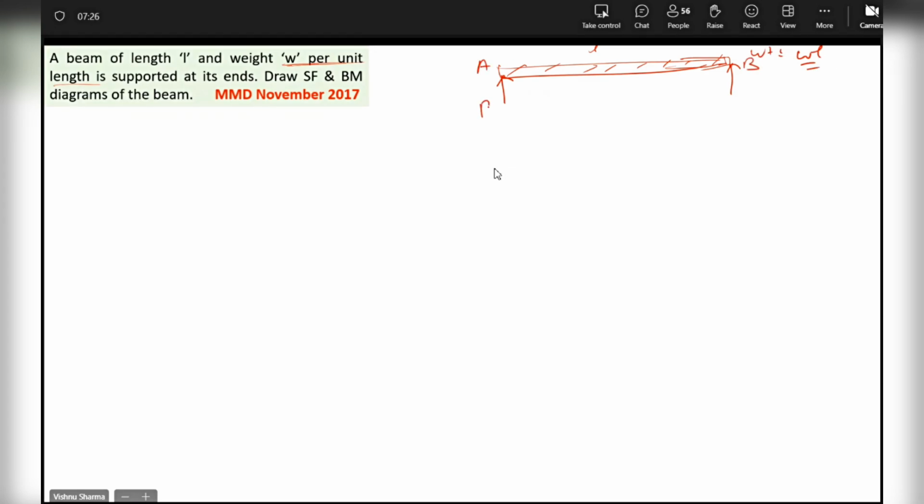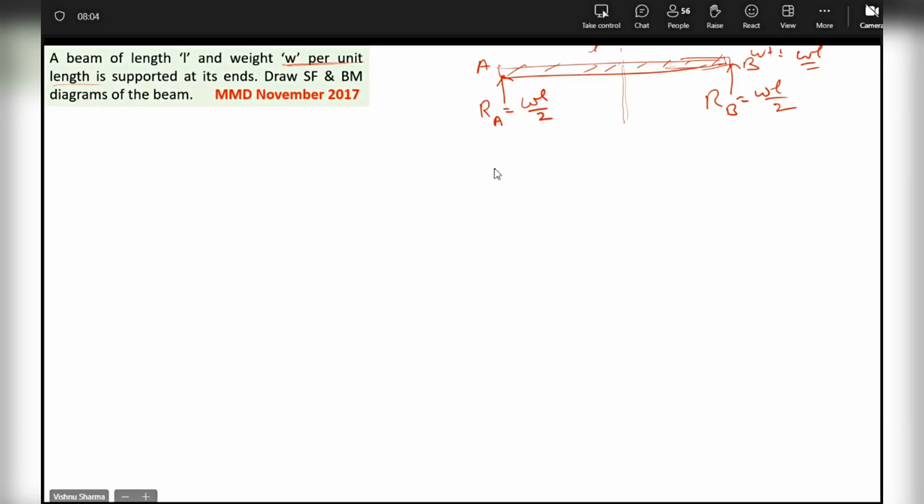I'm sure in this case, RA will be WL by 2 and RB will be WL by 2. You remember that? Initially we had done the second question where it came equal. Yes or no, beta? Yes, sir. RA and RB in this case will be equal. Why? Because if you see about the mid-center line, the two sides, whether downward force or upward force, they are mirror images of each other. When they are mirror images of each other, then reactions will be equal, obviously, right?